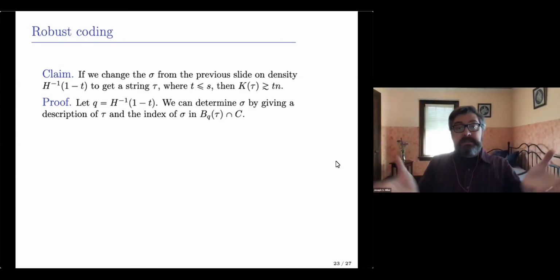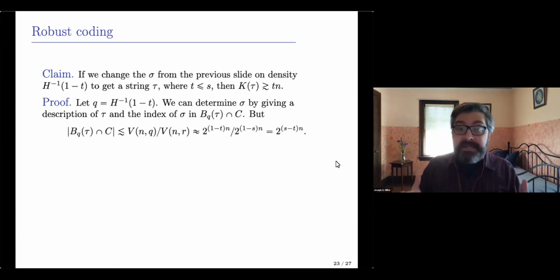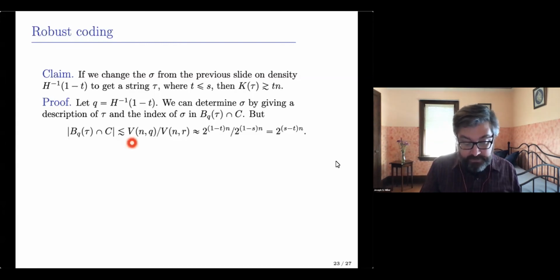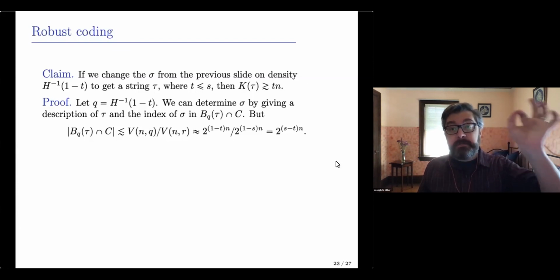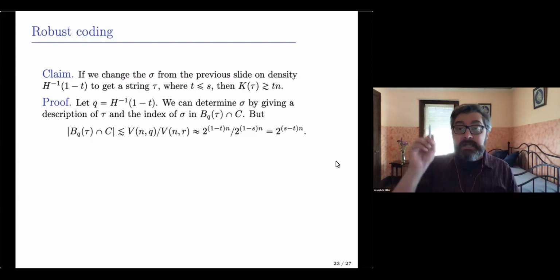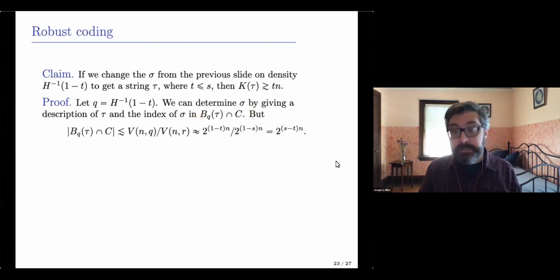So we know that sigma is in the ball of radius q around tau, and we know that it's the center, so we know it was chosen from C. And we also know that there aren't that many centers in B_q(tau). In fact, you do the calculation, it's V_nq over V_nr, that's approximately equal to the quantity s minus t times n. So all I have to do is give you a description of tau and an index of sigma in this set. But that set's not too big.